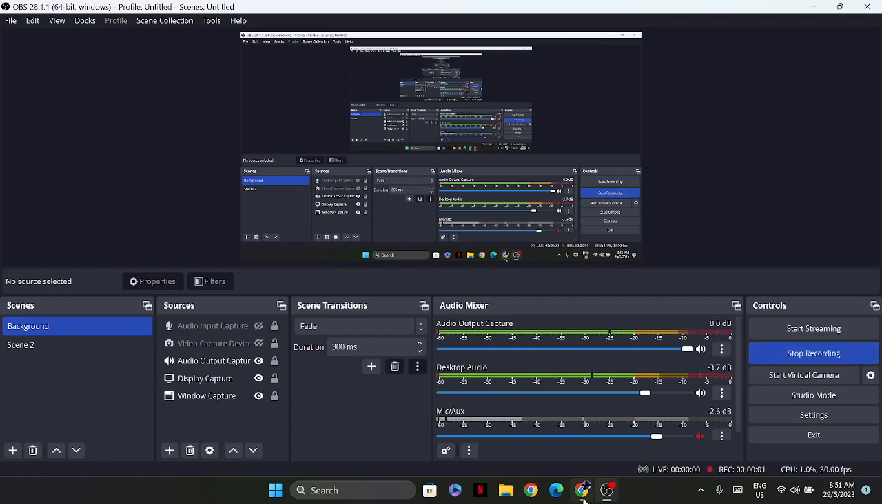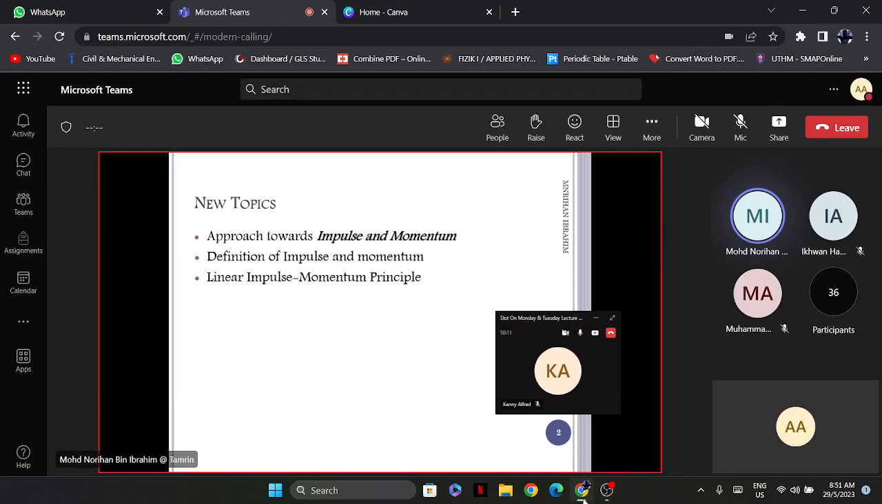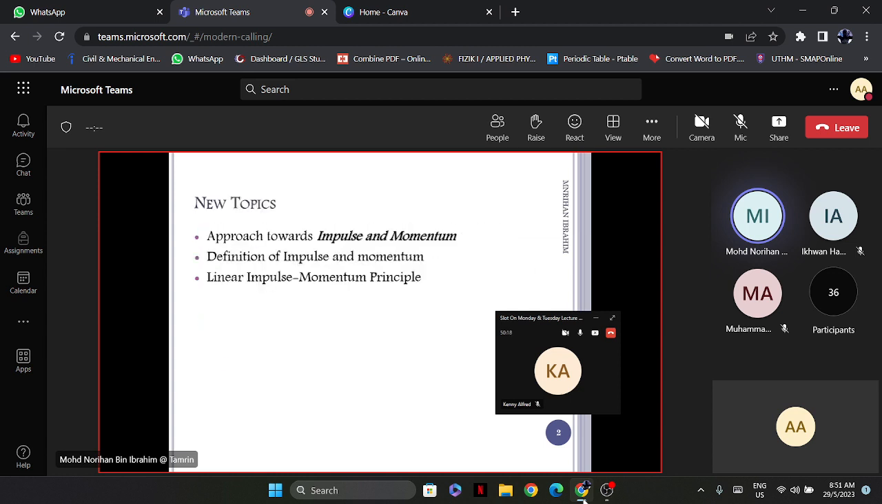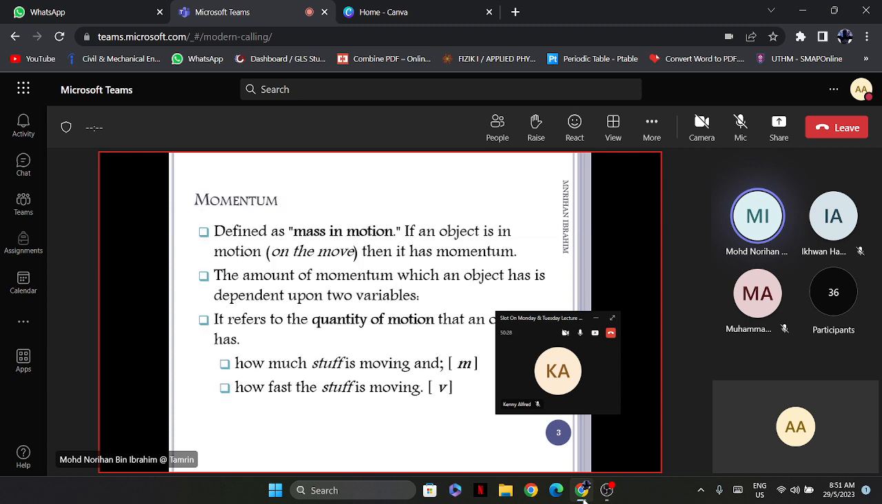Definition of impulse and momentum. Okay, linear impulse and momentum principle. How do we derive the principle of impulse and momentum? Okay, let's have a look at these definitions.